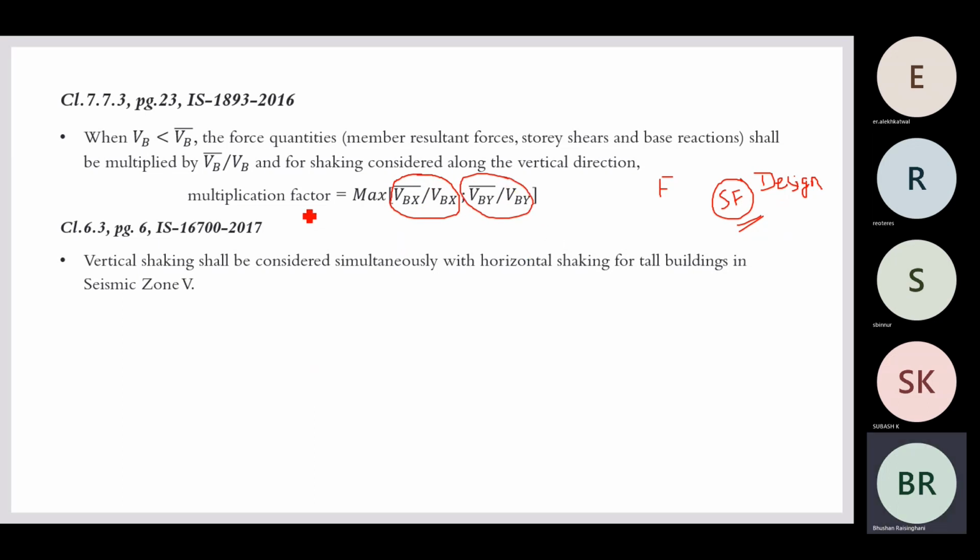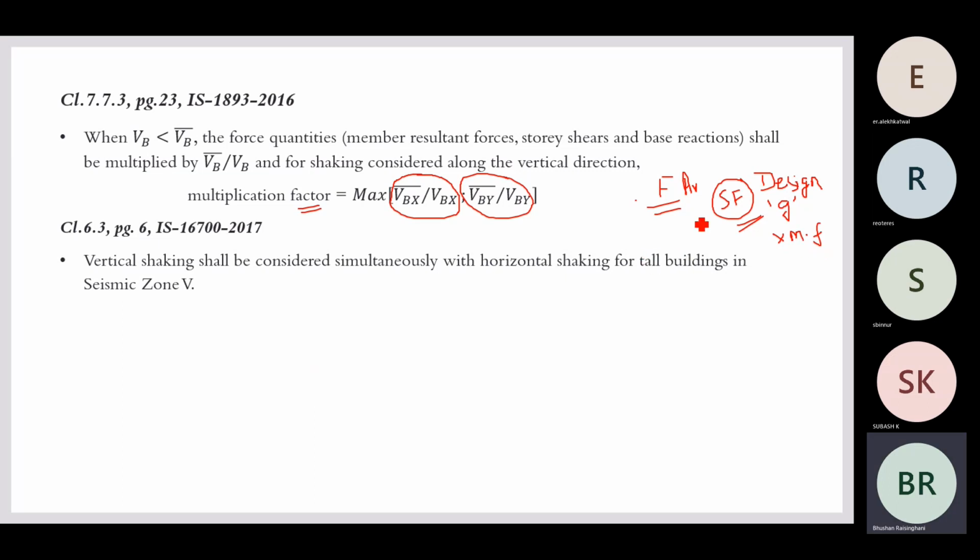So what is the multiplication factor for vertical earthquake? Whenever you define the response spectrum function for vertical earthquake, you will have a scale factor to define in the load case. That scale factor is called the multiplication factor here. Already the scale factor G is given, and it will be mentioned in your ETABS software. In that we have to multiply a multiplication factor.